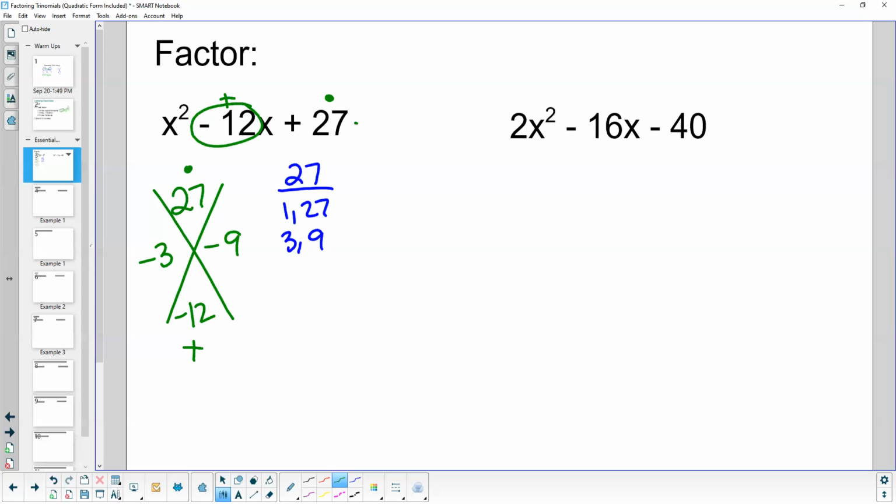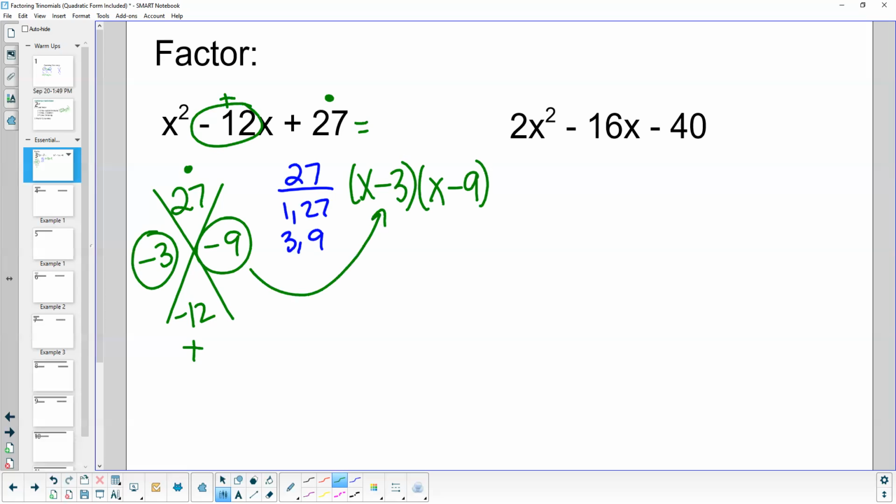So this would then factor out into being x minus 3 and x minus 9. Notice how the negative signs that came from these two numbers come straight over into our factoring. So it's like an x negative 3, x negative 9. Same idea. So let's take a look at this next one here.